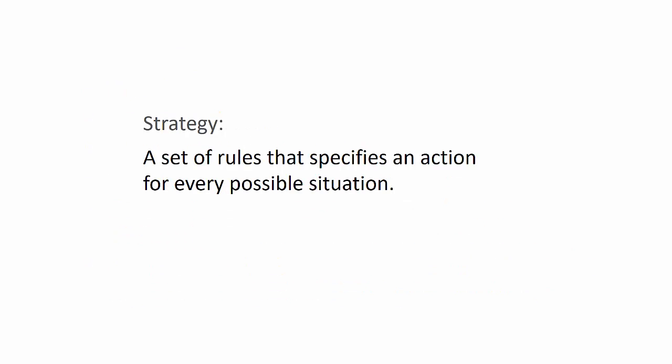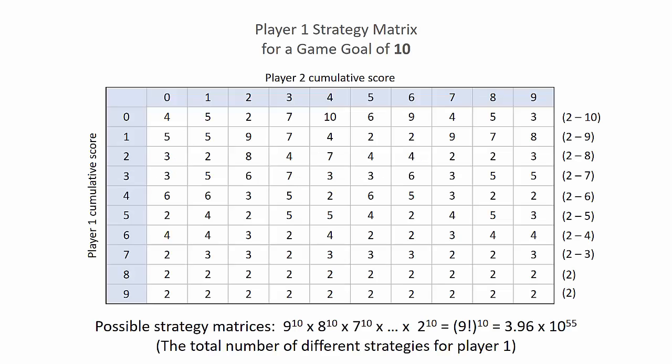A strategy is a set of rules that specifies an action for every possible situation. This slide shows a matrix representing every possible situation at the beginning of a turn, and the corresponding action a player should take. For example, if player 1 has a cumulative score of 0, and player 2 has a cumulative score of 4, this strategy says to roll until your score for that turn is 10.